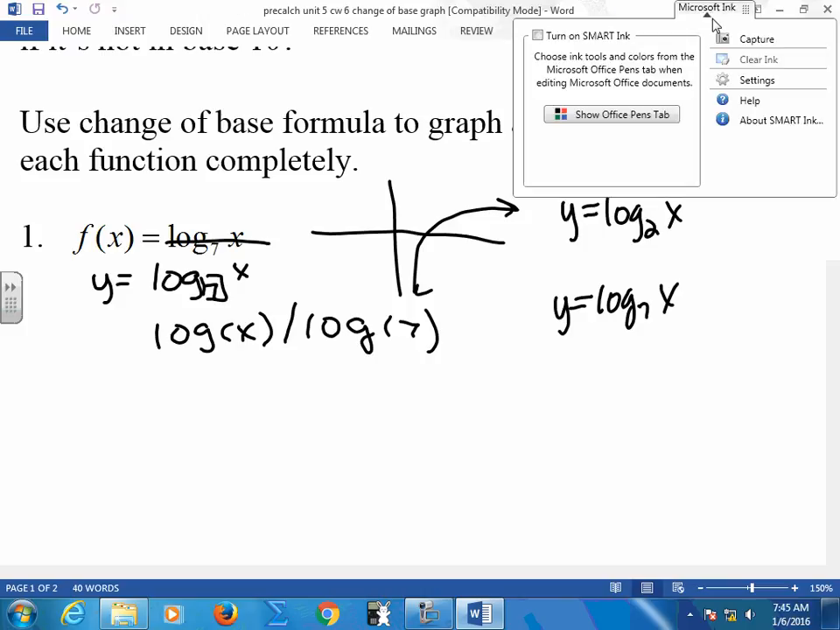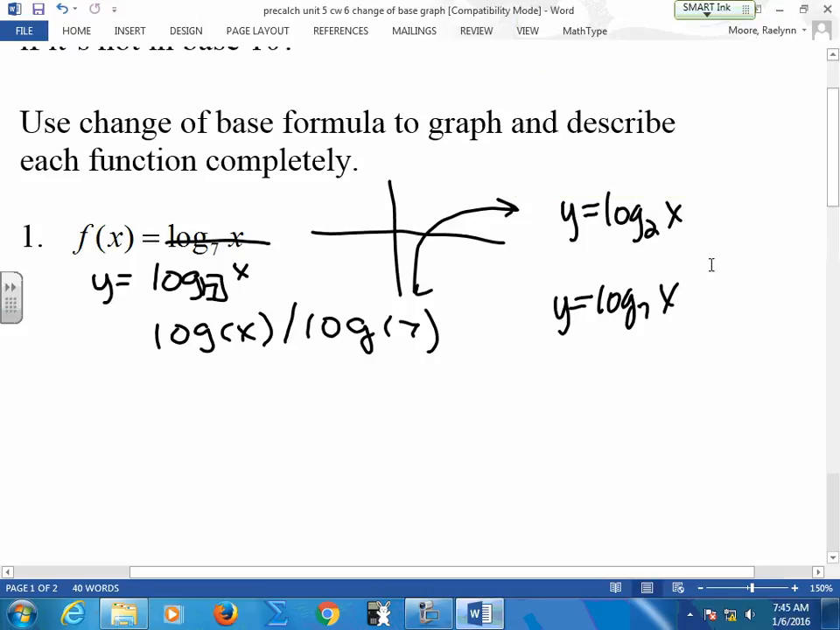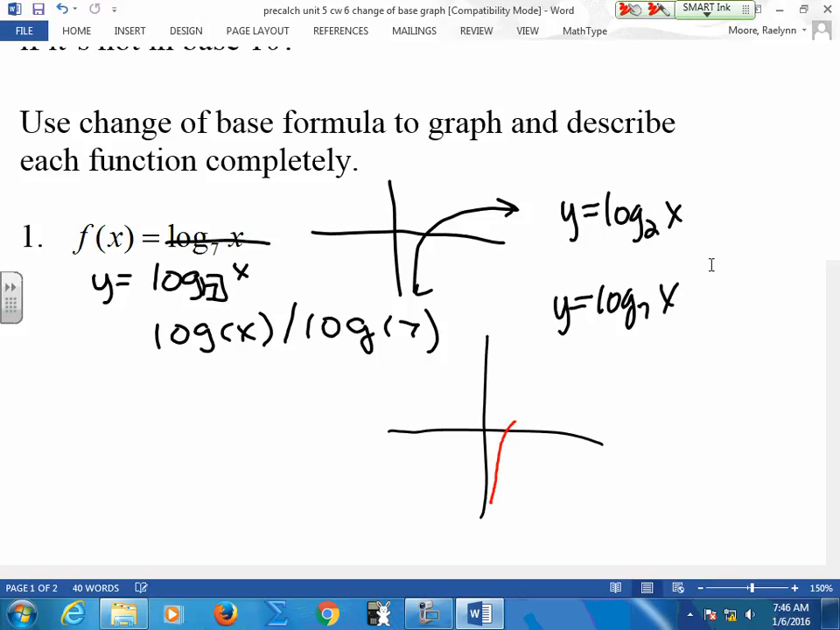Let's see if I can put this in front. Okay, so here's my graph of log base 2. It's going to be a little bit wider. And what's going to happen to my 7? It's just going to have a sharper turn. It's going to come up here a little closer to here and a little bit closer to here.